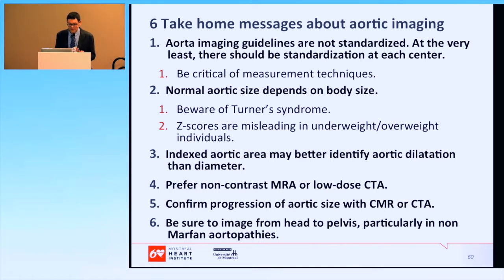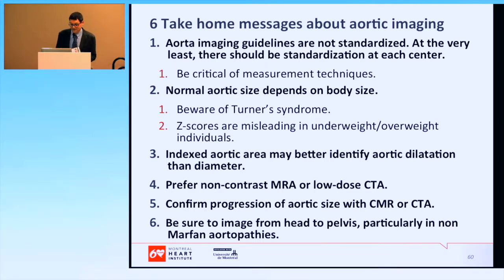So aortic imaging guidelines are not standardized. At the very least, there should be standardization at each center. And I urge you to be critical of how aortic measurements are made. Normal aortic size depends on body size, so beware of Turner syndrome. Z-score may be misleading in extremes of weight. Indexed aortic area may better identify aortic dilatation than diameter alone.